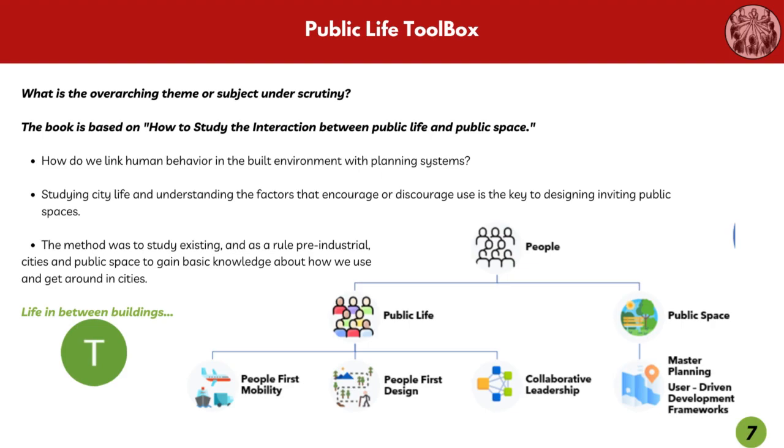What is the overarching theme? For those of you who haven't read the book, it is about how to study the interaction between public life and public space. Very keyword, interaction between the two. How do we study the link between human behavior and the design that the built environment puts forth for public spaces? More than that, it's about studying city life. How do we reclaim the city as people and not just see the city as a space where we work and then go back to our homes? Very important: how do we reclaim the in-between spaces that we travel within, walk, and shop? How do we engage? How do we find entertainment, peace, and interaction within these common public spaces?